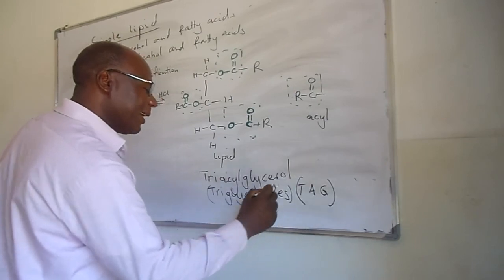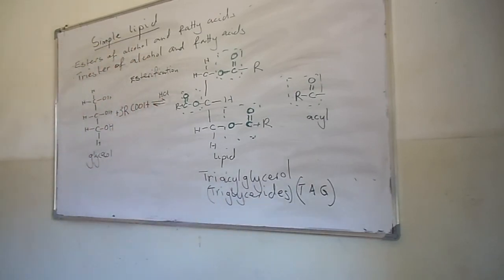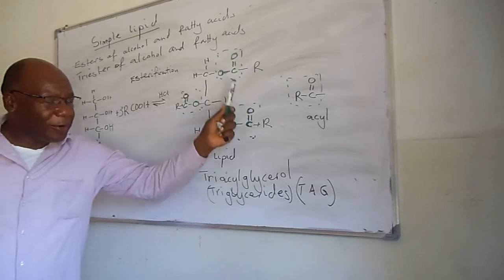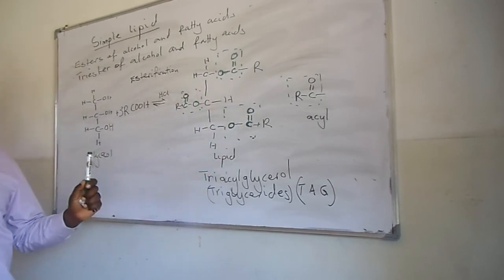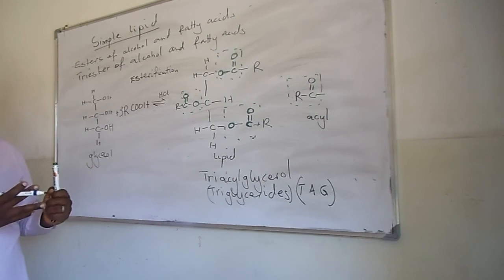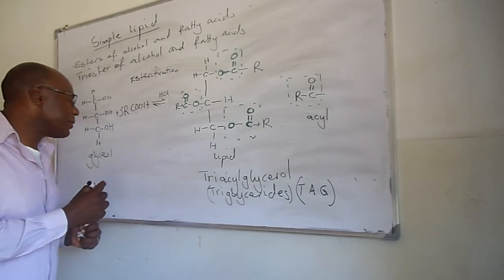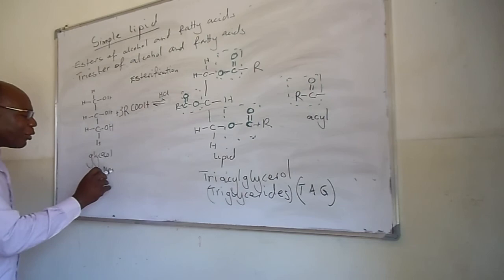Acylglycerol. TAG. Okay? Triacylglycerol. So what I'm trying to establish is that simple lipids are triacylglycerols, or simple lipids are triesters of alcohol and fatty acids. Ideally, what you see is that this compound must be neutral. There is no polarity that you can see here. These compounds are basically neutral compounds.